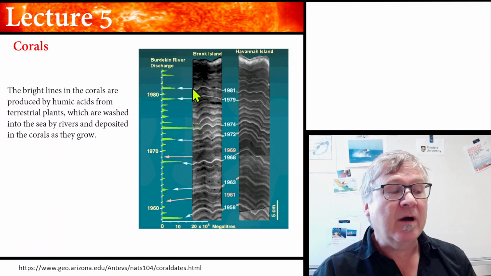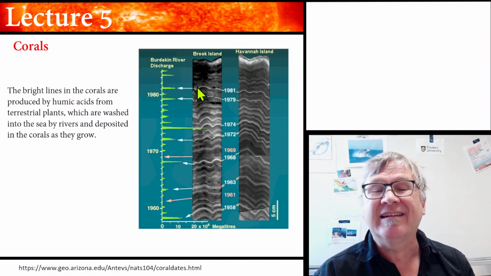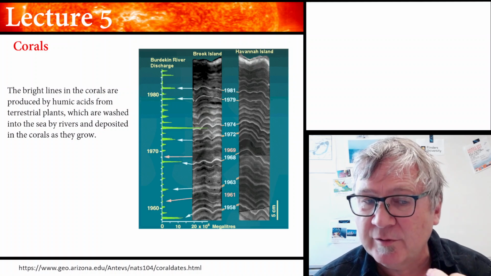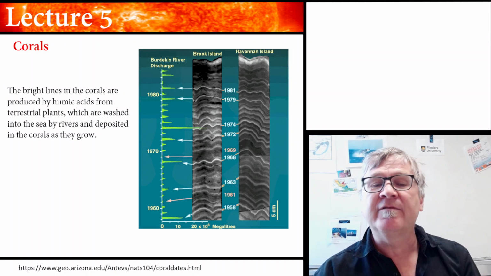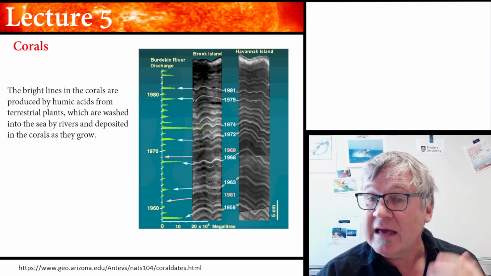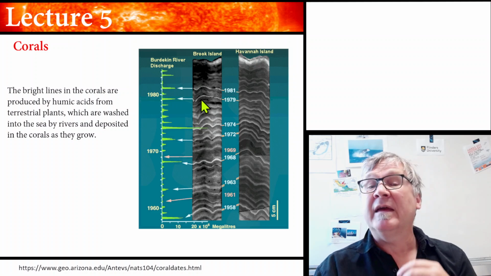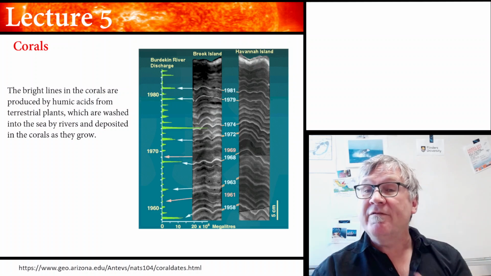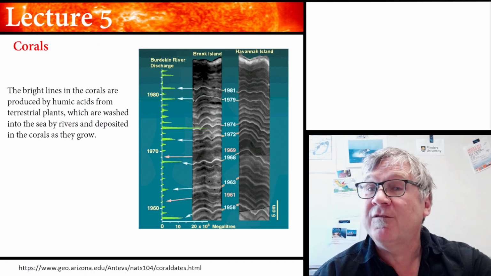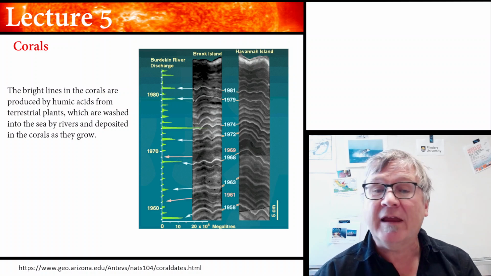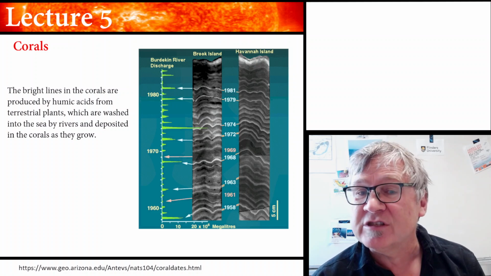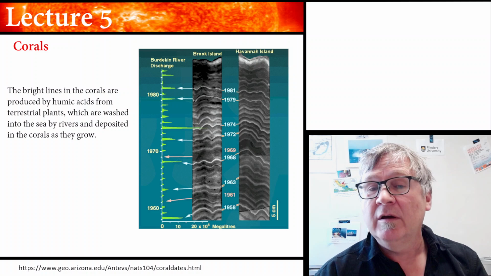And you can see that there are different layers. There are some bright lines and some dark lines here. And the bright lines in the corals are produced from humic acids from terrestrial plants which are washed into the sea by rivers and deposited in the corals as they grow. So you can derive information on the river discharge, on times of flooding and excessive rainfall, you get higher river discharges, and in times of drier conditions and droughts, you have reduced river discharges.